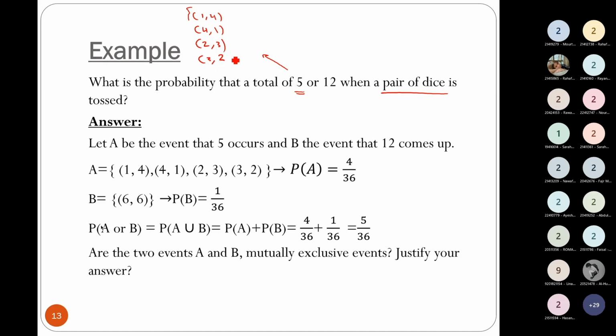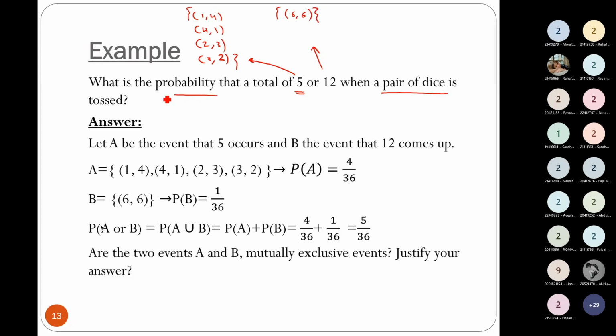4 listed, just. So we have 4 outcomes. And for 12, 6 and 6 only. Okay.